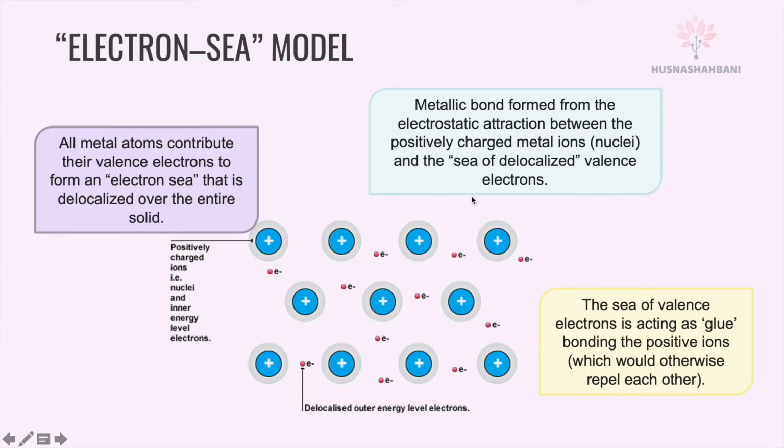Electron sea model. This is the electron sea model. This electron sea model is for group 1 metal because you can see only one electron is released for each atom. So this is for group 1 electron sea model. All metal atoms contribute their valence electrons to form an electron sea that is delocalized over the entire solid. Delocalized means it's not fixed at one place, so it keeps being around here. It's not at fixed position.